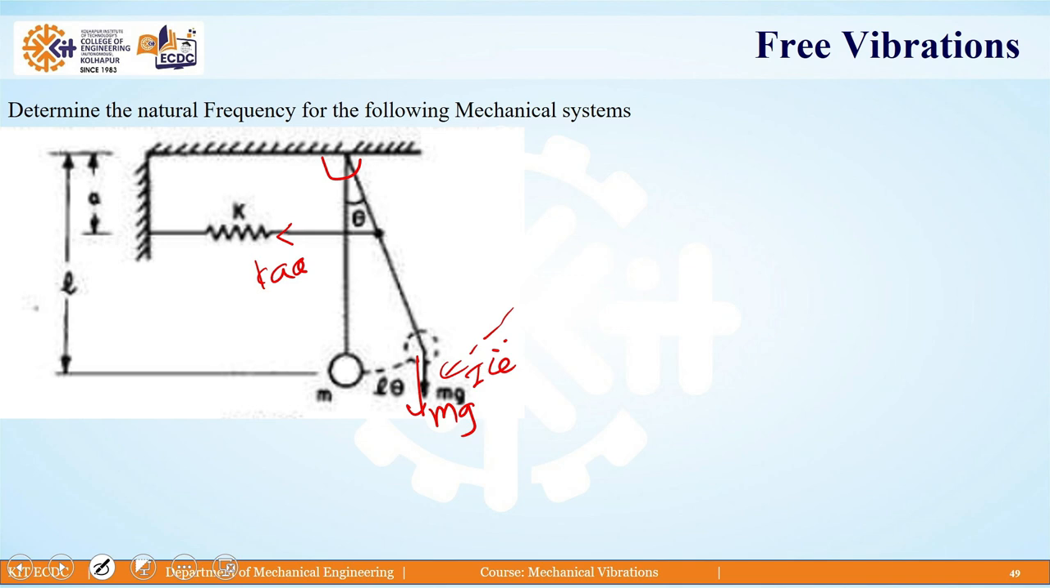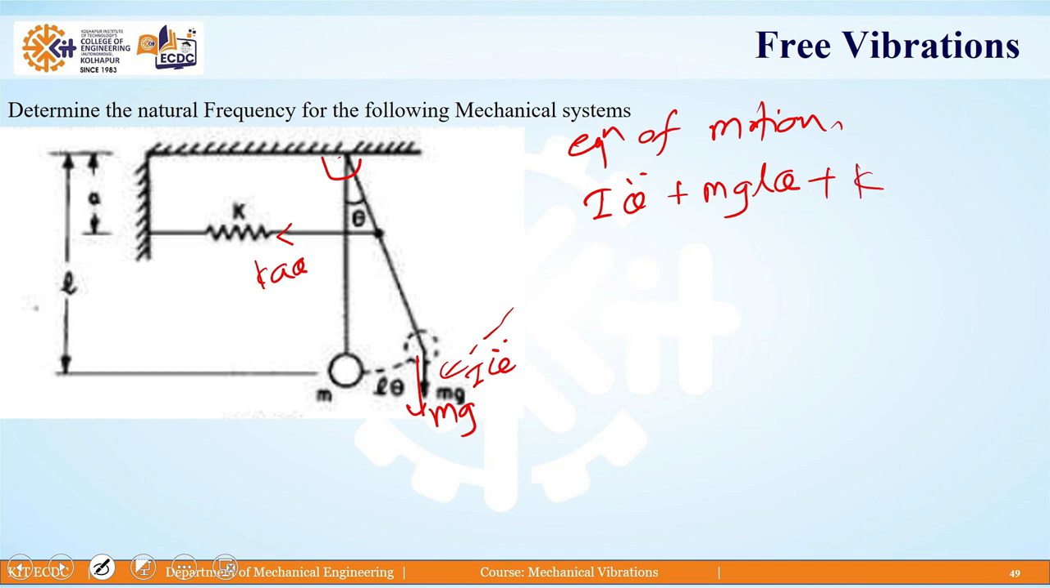So if I write down the equation of motion, it becomes I theta double dot, which is clockwise, plus the torque due to the force mg, which is again clockwise. So it has a plus sign and the magnitude mgl theta. And the spring force will again be clockwise about this pivot point. It is going to generate a clockwise moment. That's why again it will be plus. So the magnitude of the torque will be Ka square theta, which is equal to 0.